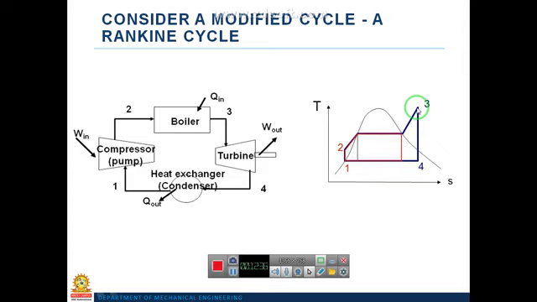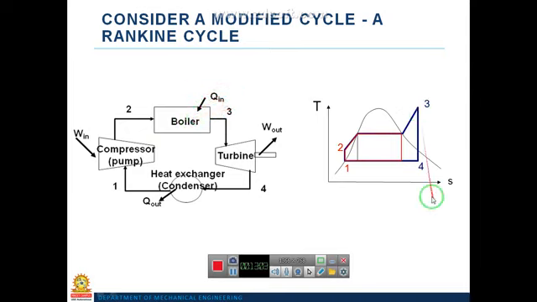Okay, in the boiler, 2 to 3 is the constant pressure heat addition. At the inlet of the boiler the fluid is in the liquid state, and at the exit of the boiler the fluid is in the superheated state by taking the heat in the boiler. So here heat is supplied at constant pressure in the boiler.